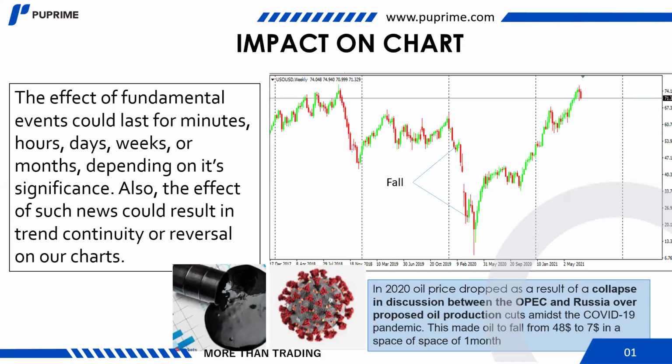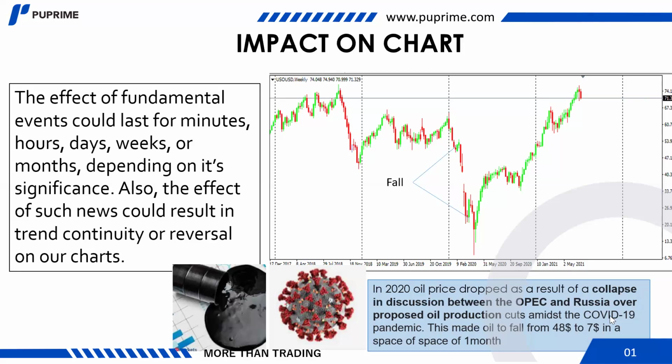That can span months and sometimes years, depending on the type of event it is. Whereas economic data may just span a few hours, a few weeks, thereabout. So it's the significance of a news that will determine how long the effect will last on the charts. And we see that some news will result in trend continuity, while some will result in trend reversal.